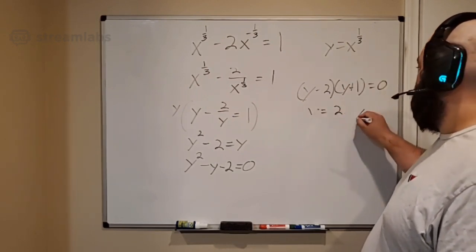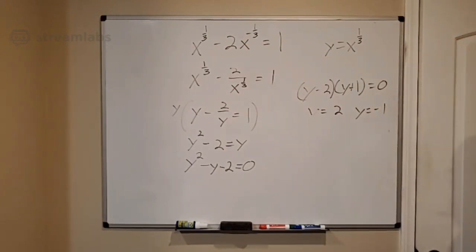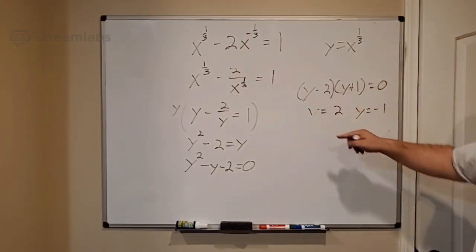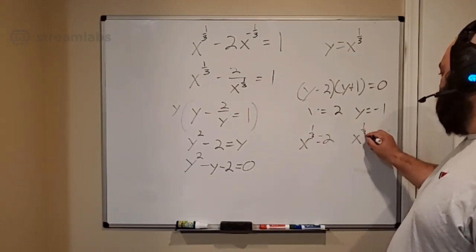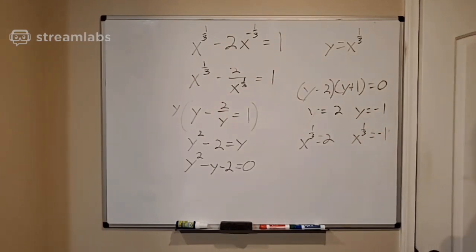Just like with our u sub, remember we have to go back and take that out. So we get x to the 1/3 equals 2, and x to the 1/3 equals negative 1. How do I solve those two equations to get my final two answers? Wouldn't you just cube both sides? Correct. If you want to get rid of a 1/3 exponent, you can raise it to the third power.